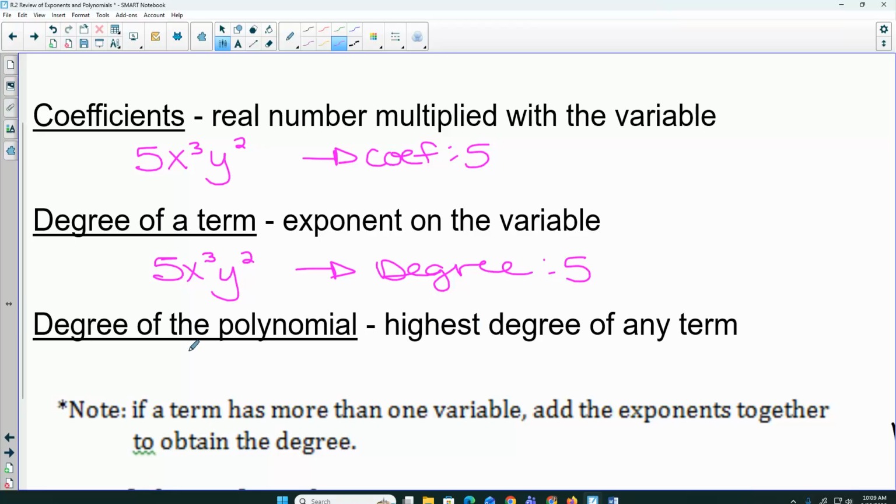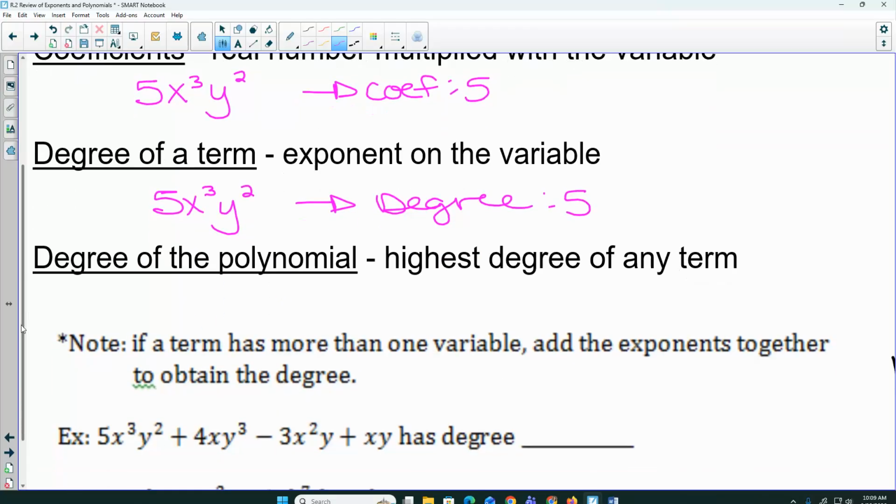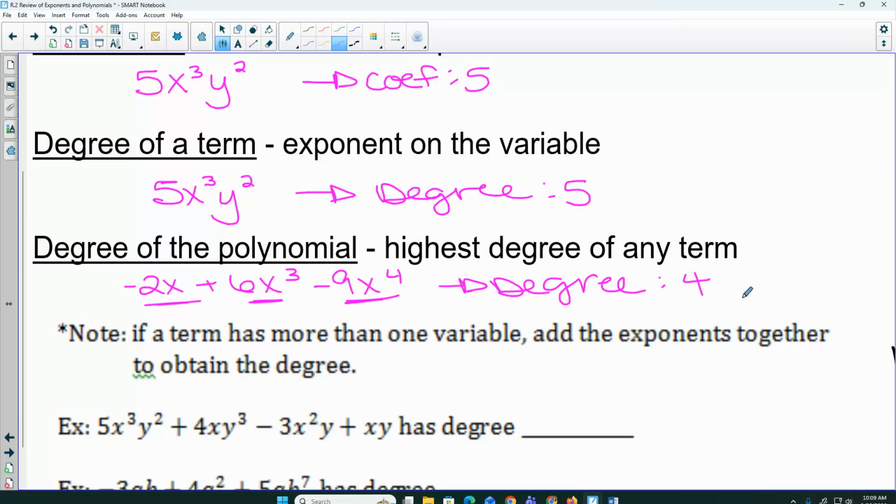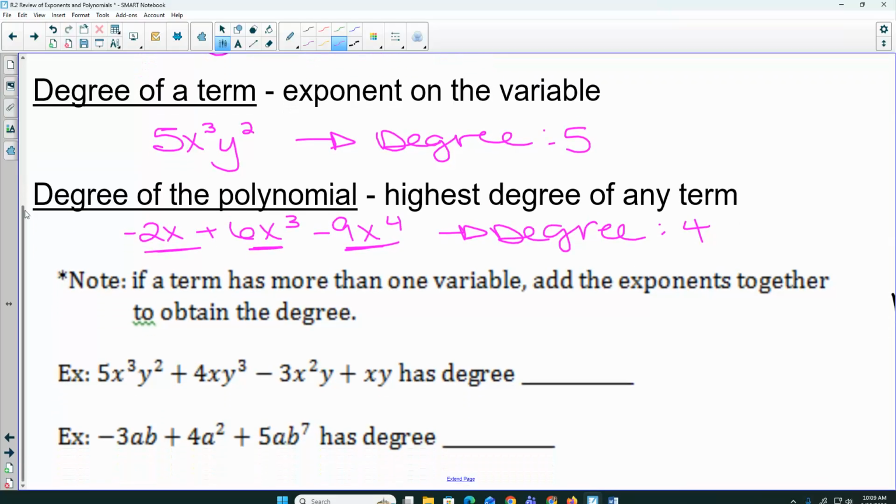The degree of a polynomial is the highest degree of any term. So for instance, if I had 2x plus 6x cubed minus 9x to the 4th, what would be the degree of this entire polynomial? So I've looked for, yeah, the highest one. So that's just 4. So a couple examples of that.